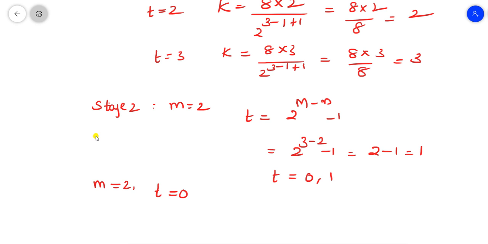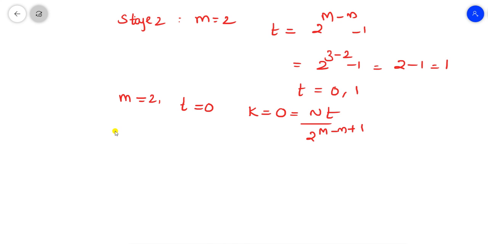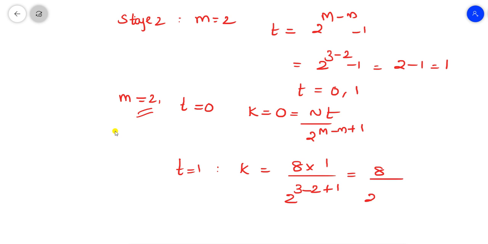So when t equal to 0, what is the value of k? K is 0, because its value is equal to n into t by 2 to the power of m minus m plus 1. So t equal to 0, obviously k value is equal to 0. When t equal to 1, k value is equal to 8 into 1 by 2 to the power of 3 minus 2 plus 1, that is 8 by 2 square, that is 4, so 8 by 4, which is equal to 2. So when t is equal to 0, k is equal to 0, and when t equal to 1, k value is equal to 2. So that is stage 2.